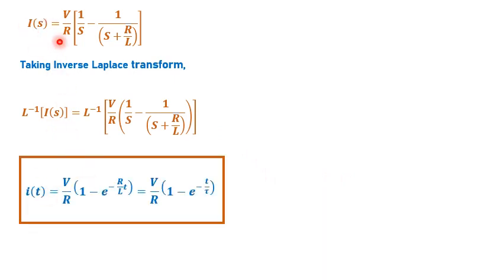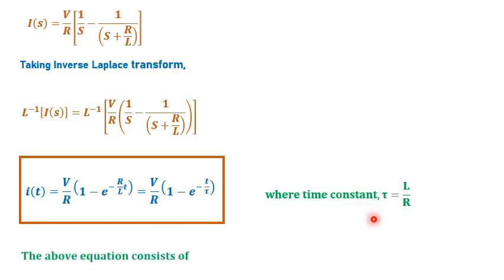i(t) is equal to V by R into 1 minus e power minus R by L into t. This can be rewritten as e power minus t by tau, where tau is called the time constant, which is equal to L by R, just the reciprocal. I already told you that the final expression will consist of a steady state part as well as a transient part. So V by R is the steady state part, and V by R into e power minus t by tau is the transient part.